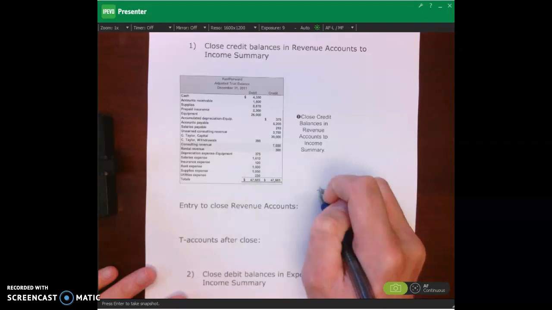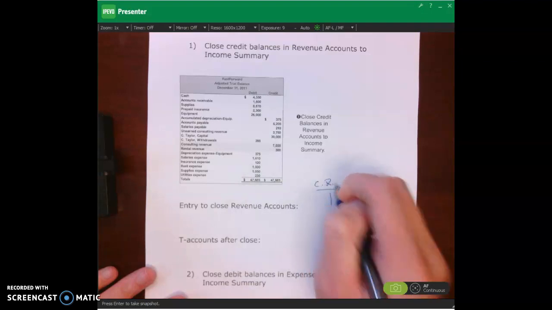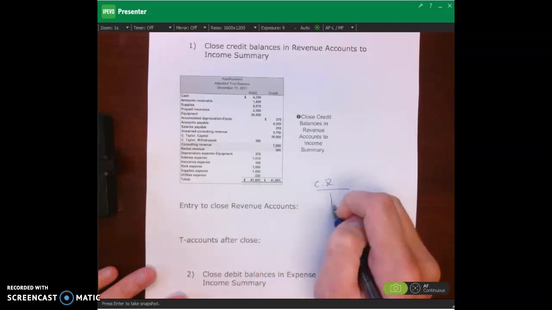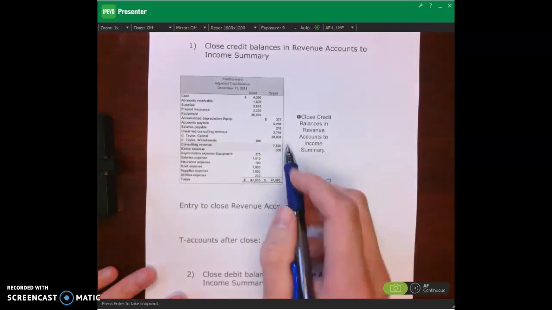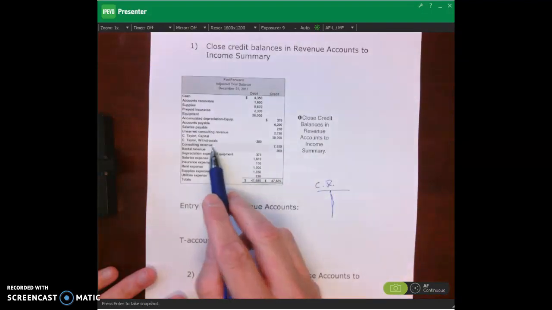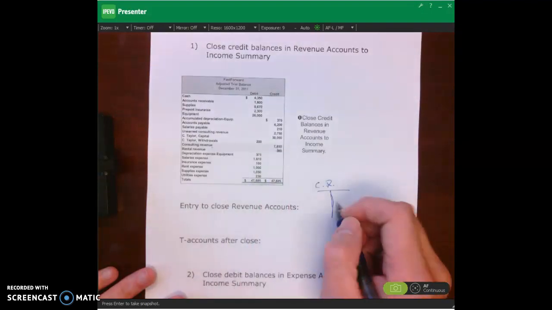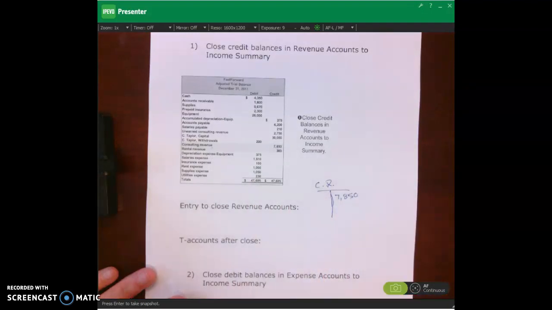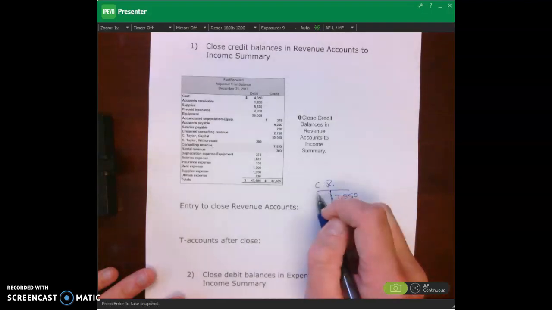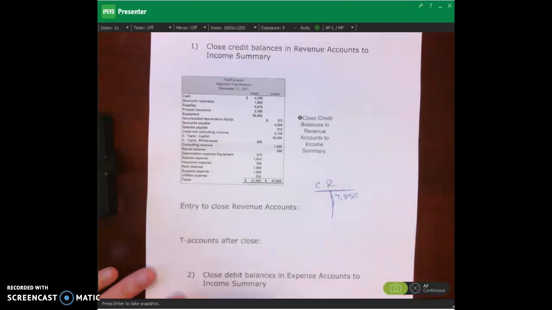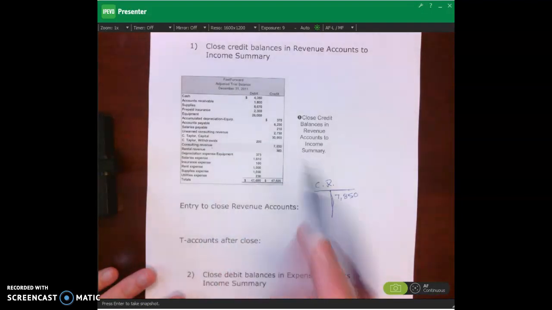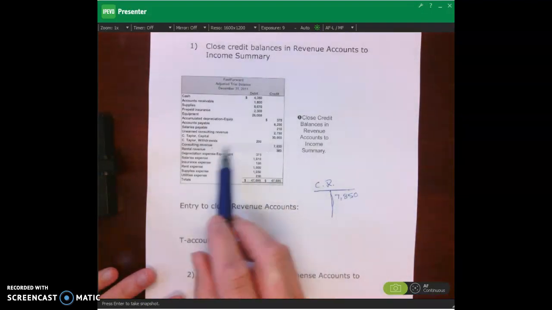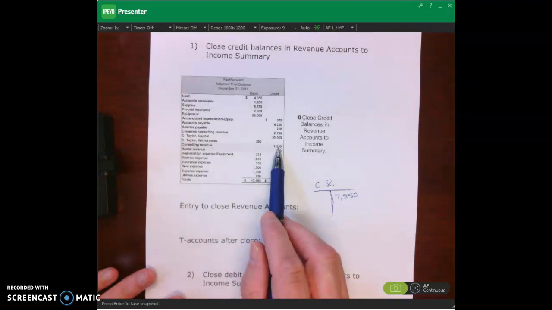So with our consulting revenue, I look in my adjusted trial balance and it says consulting revenue $78.50. And remember, with our T accounts, the credits are on the right, the debits are on the left. So this is telling me from the adjusted trial balance that the balance in consulting revenue is $78.50.